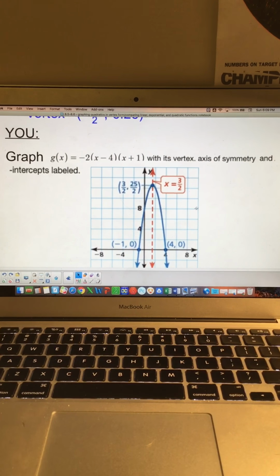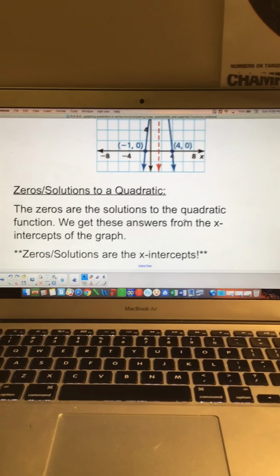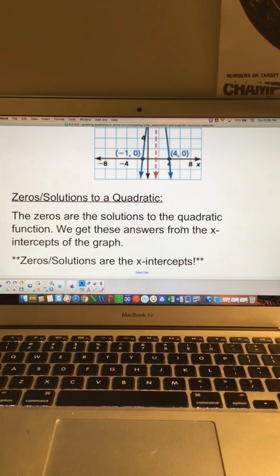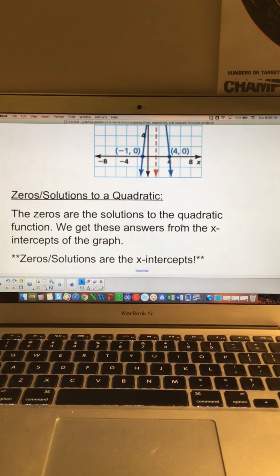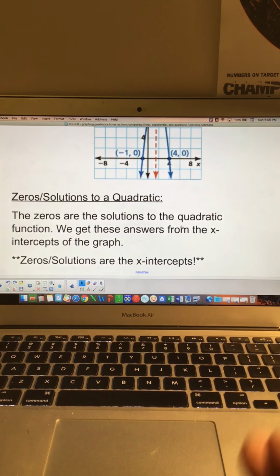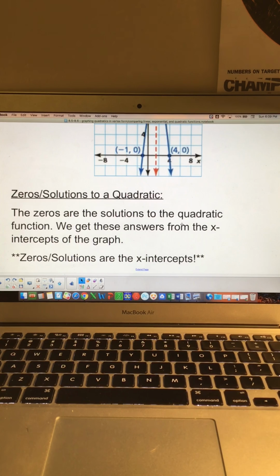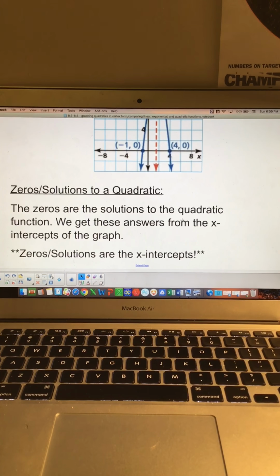Now, last part of this, the directions may ask you for the zeros, right? What are the zeros of the quadratic? What are the solutions of the quadratic? So what they're really asking for is what are the x-intercepts? The zeros and solutions are the x-intercepts. So how we solve a quadratic, we are getting the x-intercepts, all right?